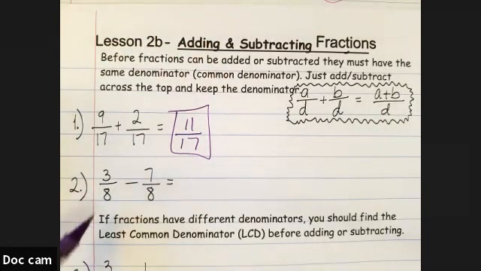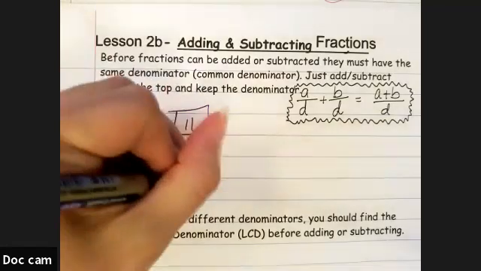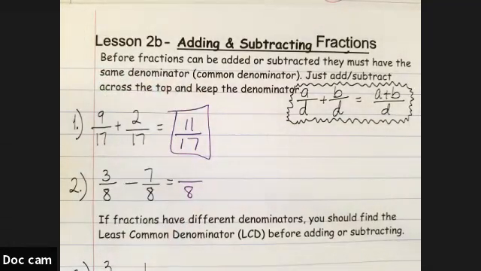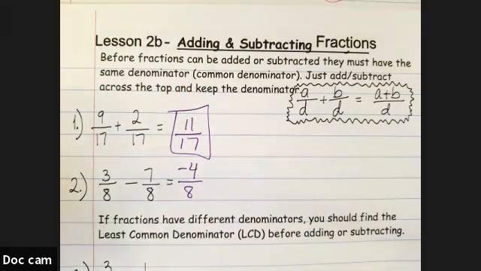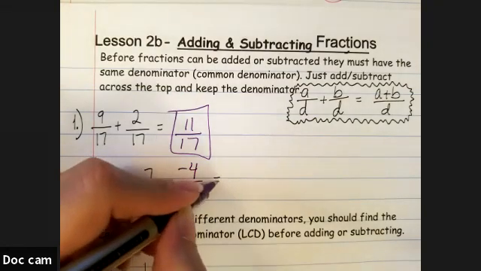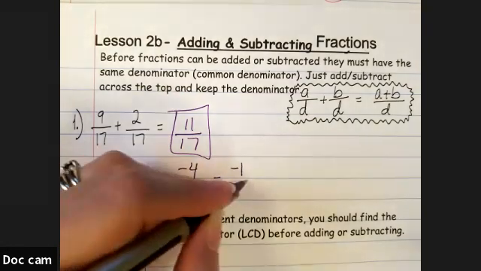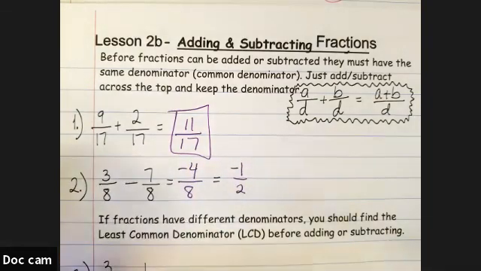And then 3/8 minus 7/8. So you have the common denominator, which is 8, so that's going to stay the same. And then you just need to do 3 minus 7, which we know is -4. And then don't forget that you also have to reduce. So 4 goes into 4 1 time and 4 goes into 8 2 times. So that makes the answer -1/2.